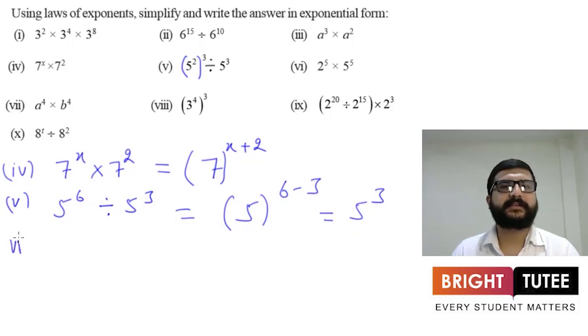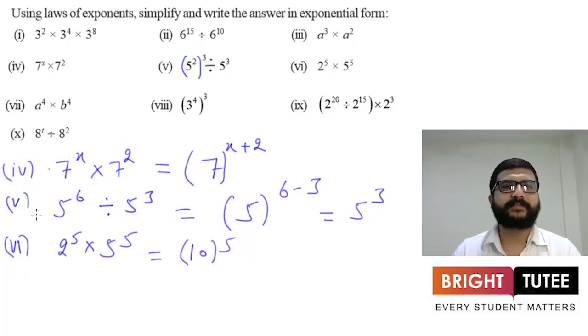Now the next one, sixth part of this question, it is 2 to the power 5 into 5 to the power 5. We are multiplying two powers with same exponent. Here exponents are same but base is different. So what we will do, we will multiply their base. So 2 into 5, that is 10, and the exponent will be same, which is 5. So this is 10 to the power 5.